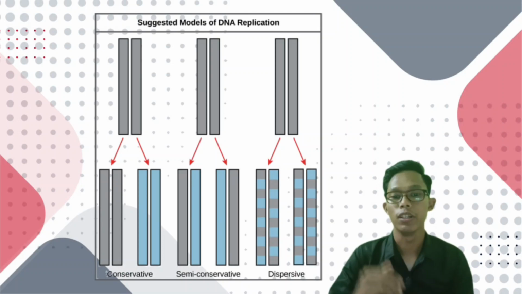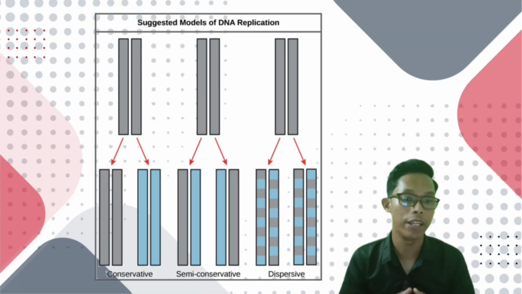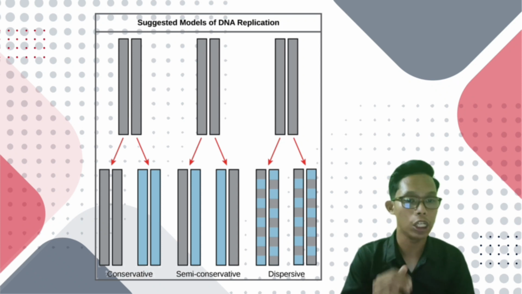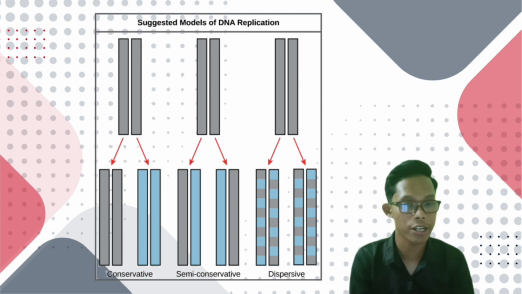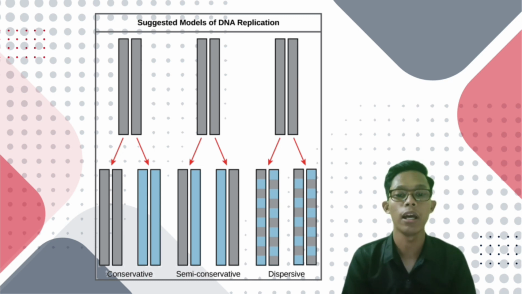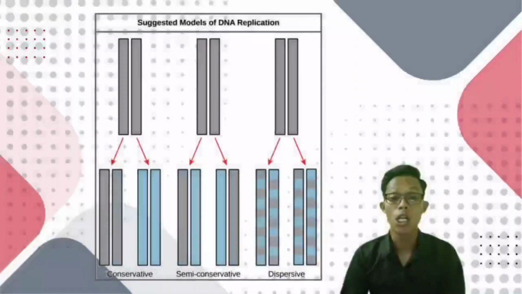Semi-conservative replication. In this model, the two strands of DNA unwind from each other and each acts as a template for synthesis of a new complementary strand. This results in two DNA molecules with one original strand and one new strand.